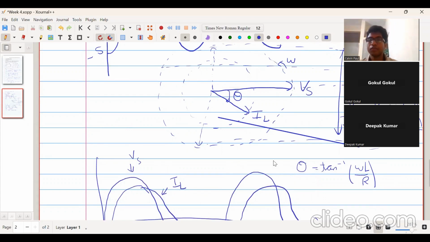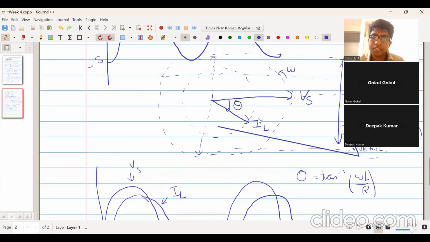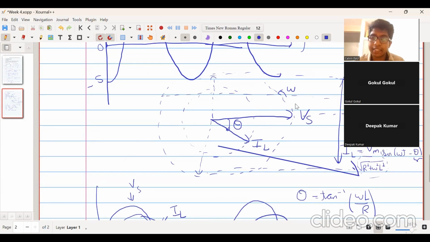Okay, so this is for a phasor. And we must always remember that these phasors always rotate in the counterclockwise direction. That's why we have represented over here that it is rotating in this direction. So the phasors are rotating in the counterclockwise direction.